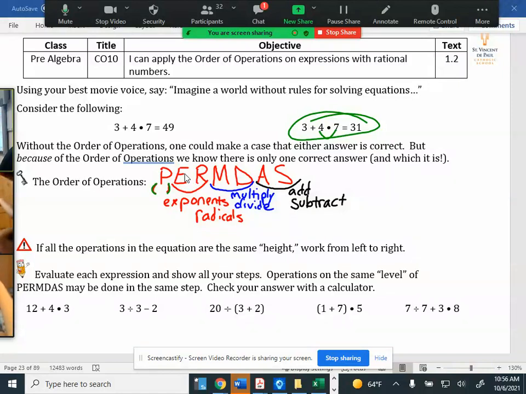Evaluate each expression below. Let's see how well we can use this order of operations. If we look at this first one, we can see 12 plus 4 times 3. So we have to ask ourselves, is there any parentheses? No. So I don't have to do the parentheses level. Are there exponents or radicals? There are not. So now I move on to my next level, multiplying and dividing. As I'm reading it across, I see there is a multiplying. 4 times 3 is 12.